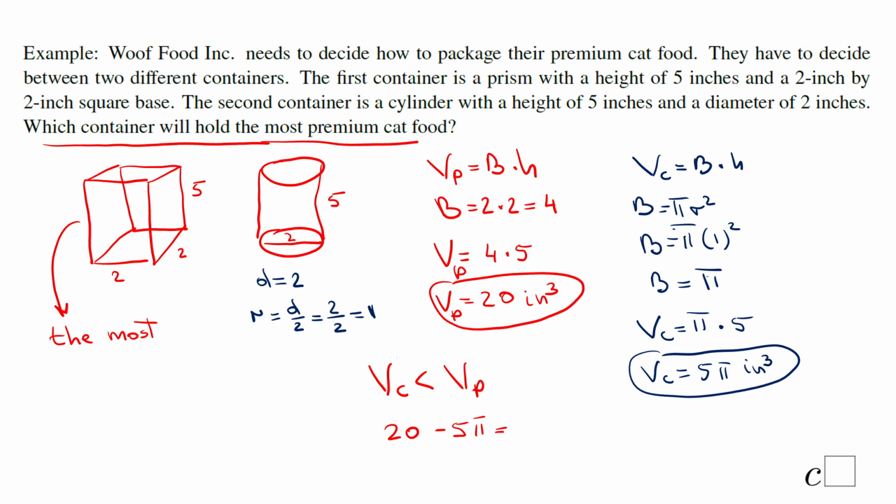I end up with 4.29 cubic inches. That is how much more the rectangular prism contains than the cylinder.